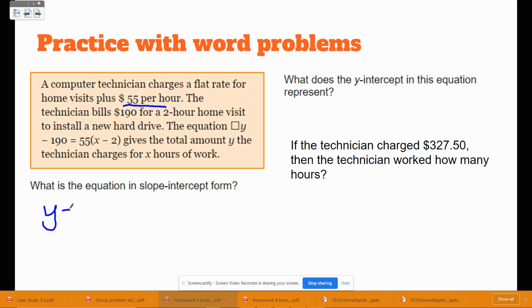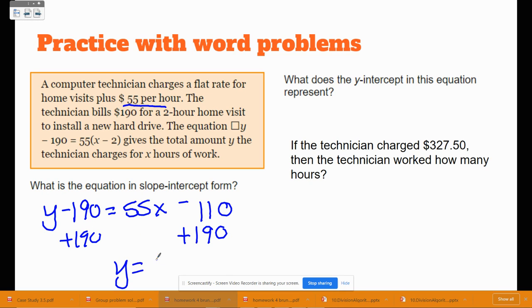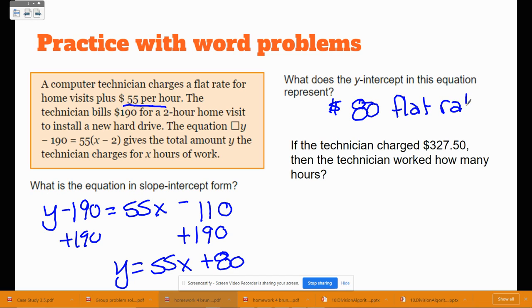That's not bad. Let's just move it around. y minus 190 equals 55x minus 110. Add 190. Looks like 55x, there's that hourly fee, plus 80. That must be the flat rate for the home visit. What would that y-intercept represent? That initial condition, that $80 flat fee, flat rate.